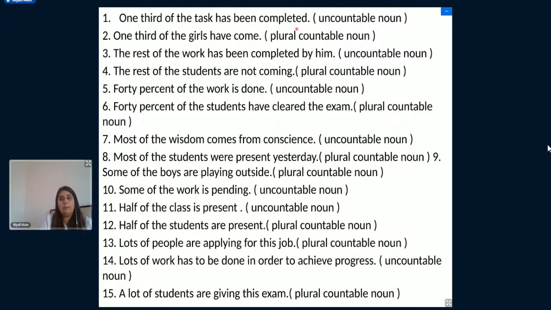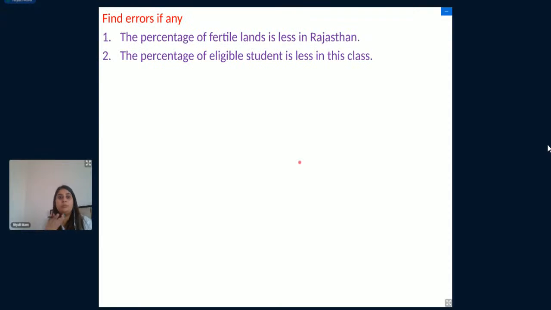Okay, so these are the correct sentences. You can compare them. Coming to the next slide. Okay, find errors if any. The percentage of fertile lands is less in Rajasthan. The percentage of eligible student is less in this class.